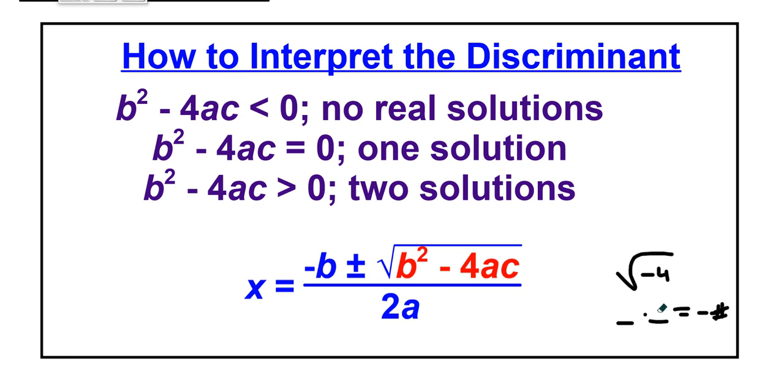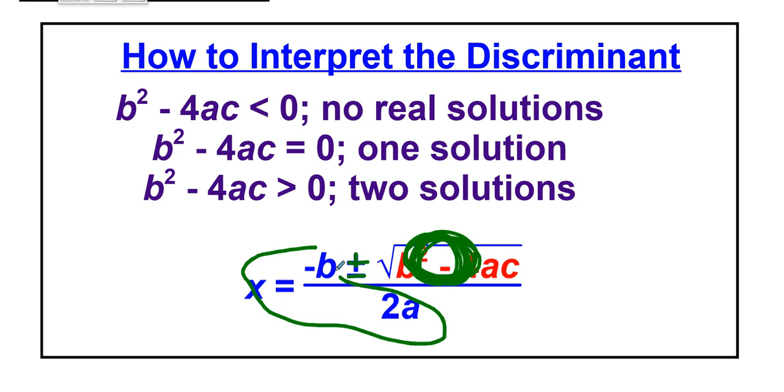If b squared minus 4ac, the discriminant, is equal to 0, you're only going to have one solution. And that's because you are adding and subtracting the square root of 0. This whole thing is going to turn into a big old goose egg, a big old 0 right here. So if you're adding or subtracting a 0, you're not changing the value. So your answer would just be whatever negative b over 2a is. So that's why there's only one solution if the discriminant is 0.